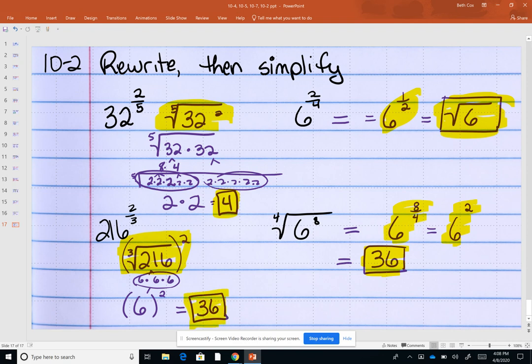All right, fractional exponents. Don't let them freak you out. Keep practicing, keep pushing, and you will do great.